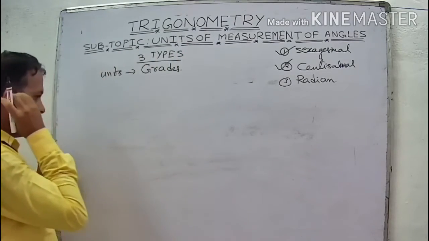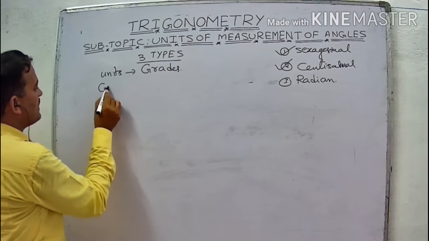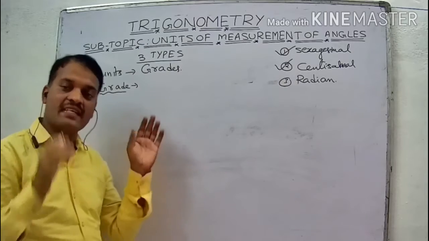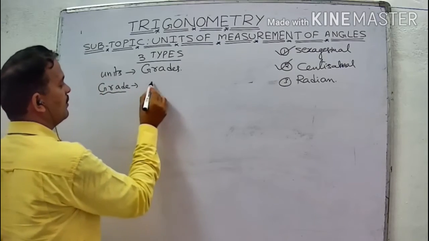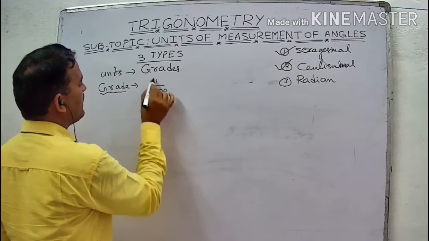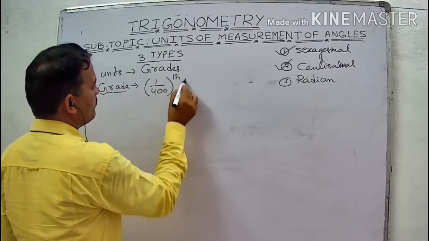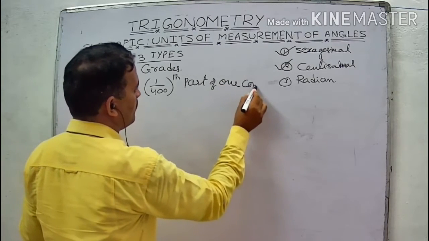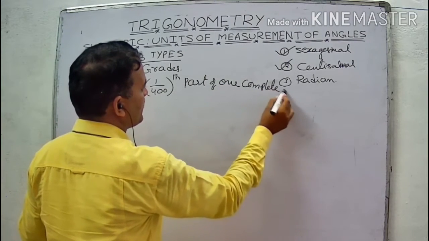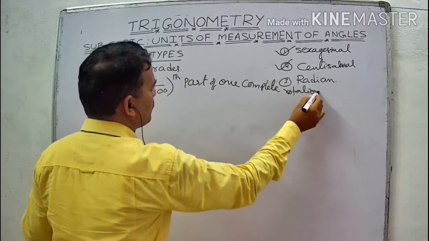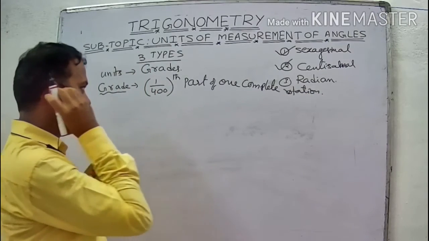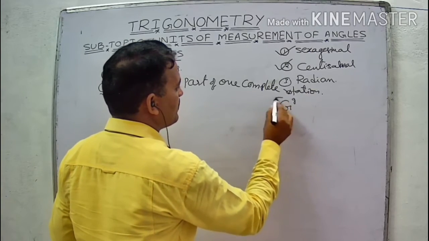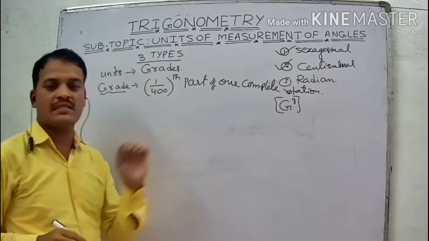Now what is the definition of a grade? Simply, in a circle, again the terminal ray rotating 1 by 400th part of one complete rotation is called a grade. A grade is denoted by G, power of G, like that. So this is about the symbol of grade.